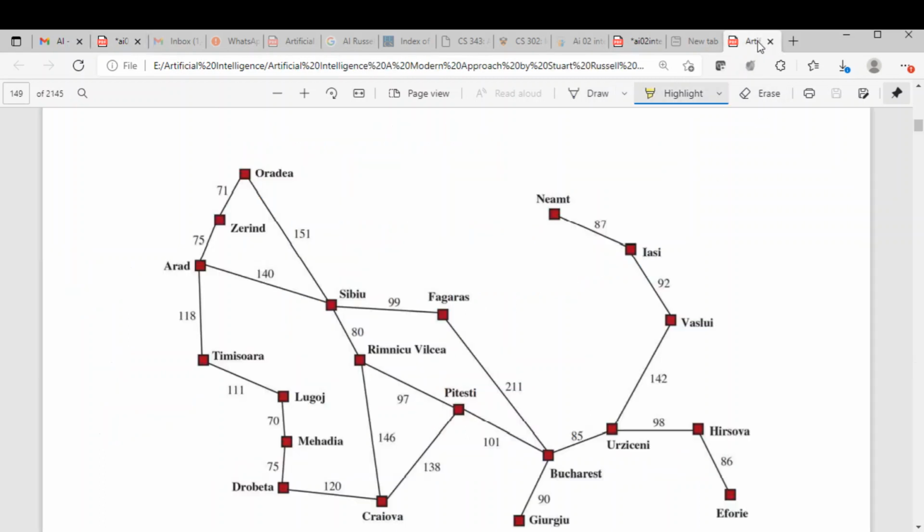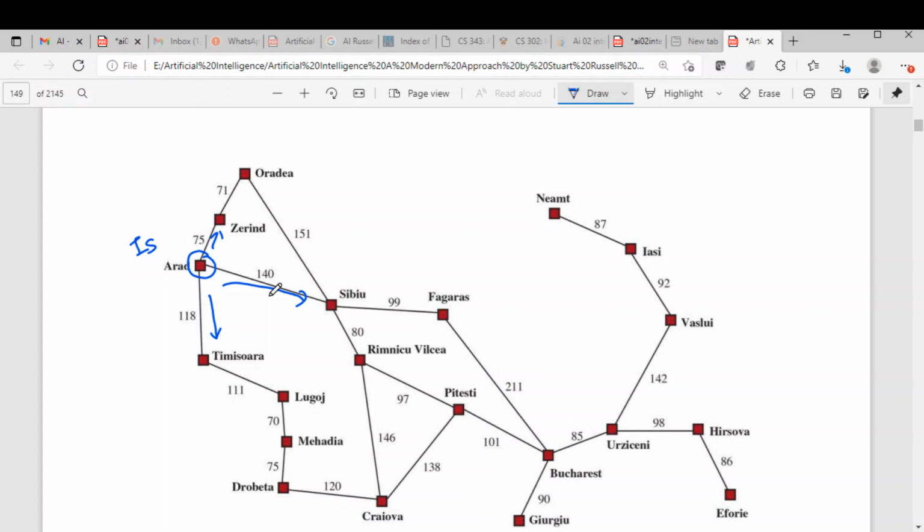So initially, this is the place where the agent is placed. The agent is currently in Arad. Here is the agent. This is the initial state. Now from Arad, you see what are the possibilities the agent has. From Arad, where can the agent go? There are only three possibilities. Either he can go to Zerind, or he can go to Sibiu, or he can go to Timisoara. Any one of these three destinations the agent has to choose.